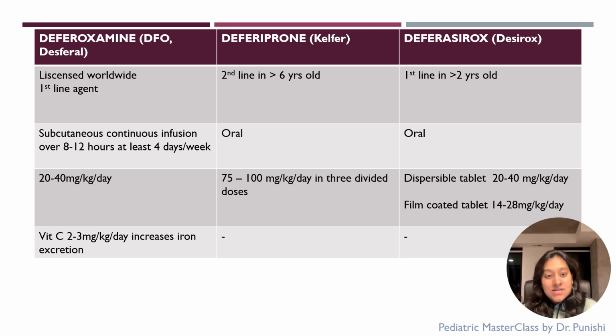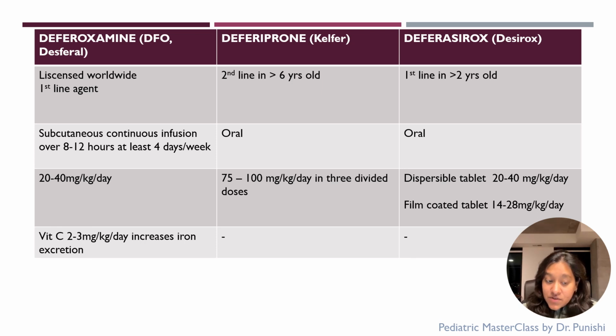So this is the disadvantage of deferoxamine, that it is not feasible because it's not an oral preparation. It has to be given as a continuous subcutaneous infusion. It can also be given as an IV infusion, but it has to be subcutaneous because the half-life is very small. The dosage is about 20 to 40 mg per kg per day, and it is said that while giving deferoxamine, we should also give vitamin C because it increases the excretion of iron from the body.